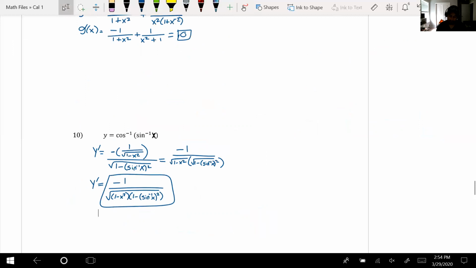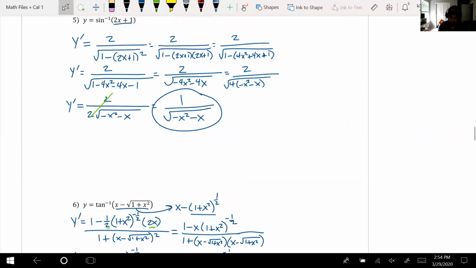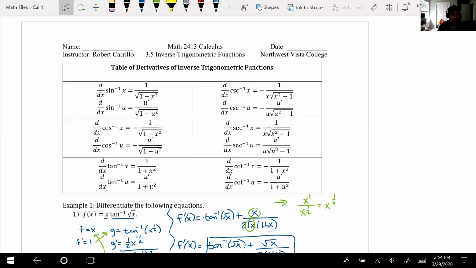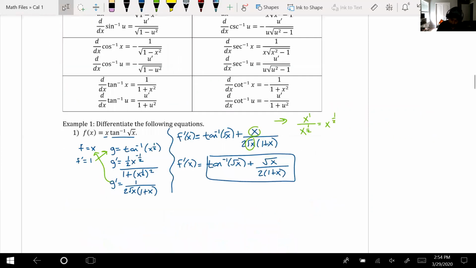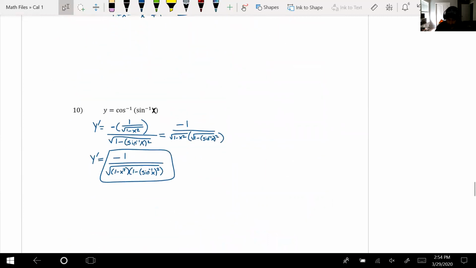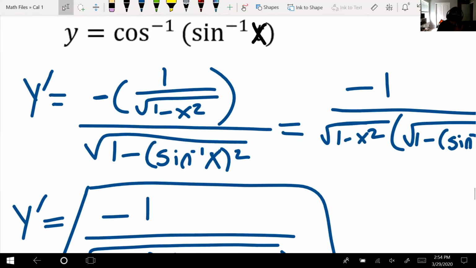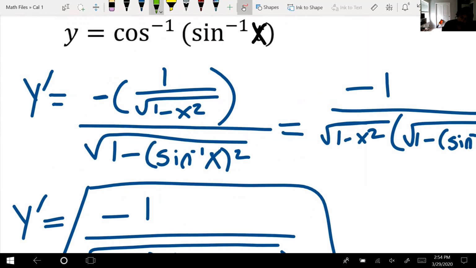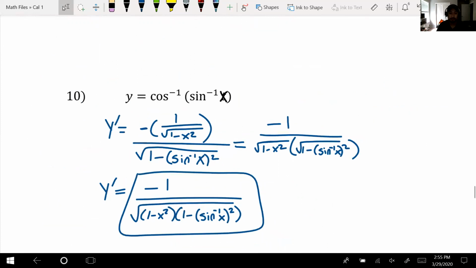And again, just verify if I use the right chain rule for cosine. Yes, negative u prime over the square root of 1 minus u squared. So negative u prime is all of that, the derivative of the inverse sine. That was u prime over the square root of 1 minus u squared. Ugly, ugly, I know.